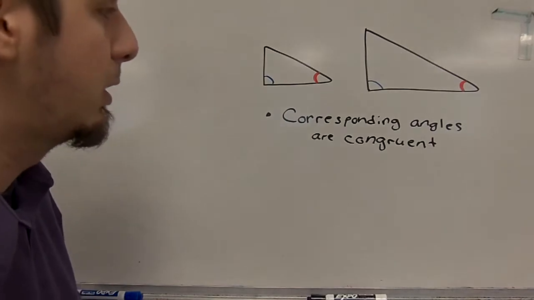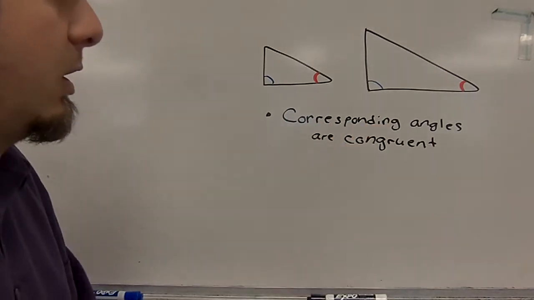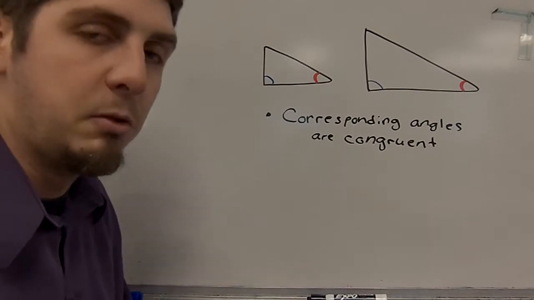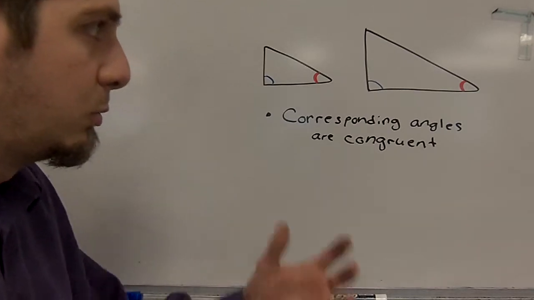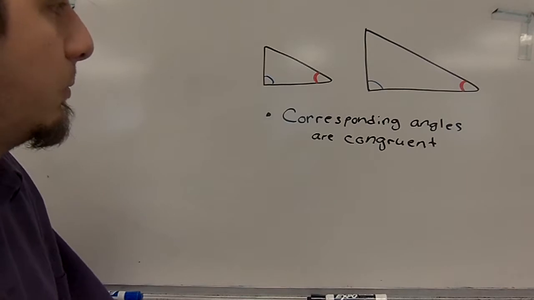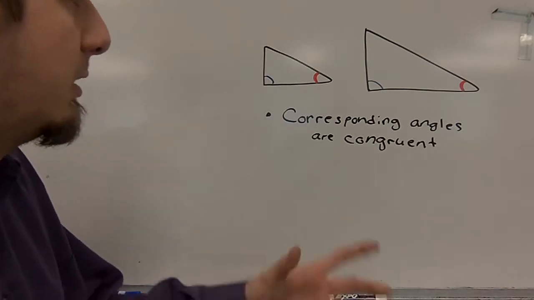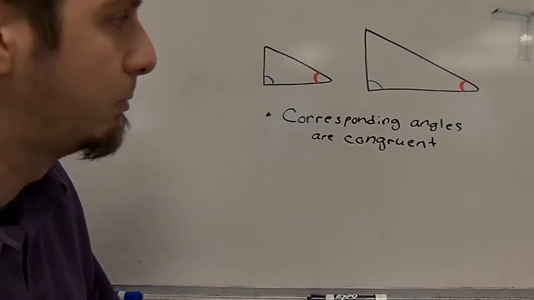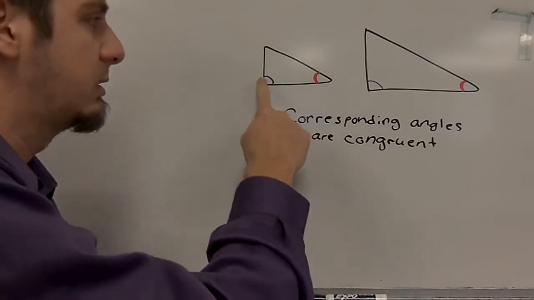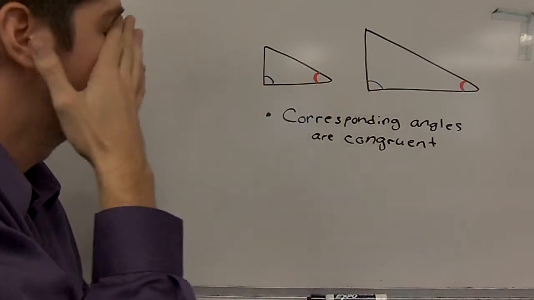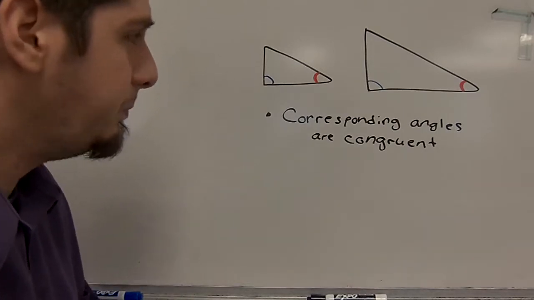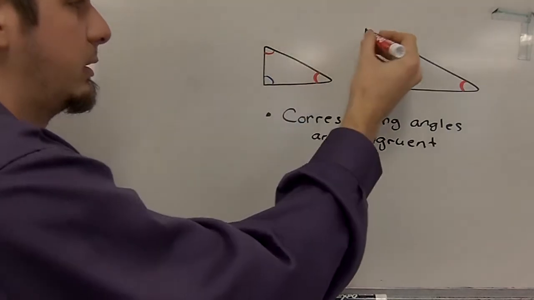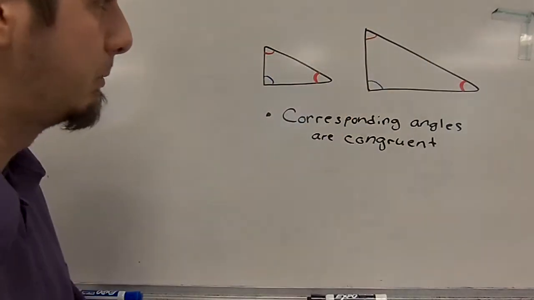So again, corresponding simply means the same piece in the same place but on two different figures. So we have two different triangles and we're talking about the same piece, the bottom left angle, and the bottom left angle is in the bottom left on both of them. So the same piece is in the same place. Okay? So then of course there's a third corresponding angle, which would be this top angle here. And they both have that top angle.